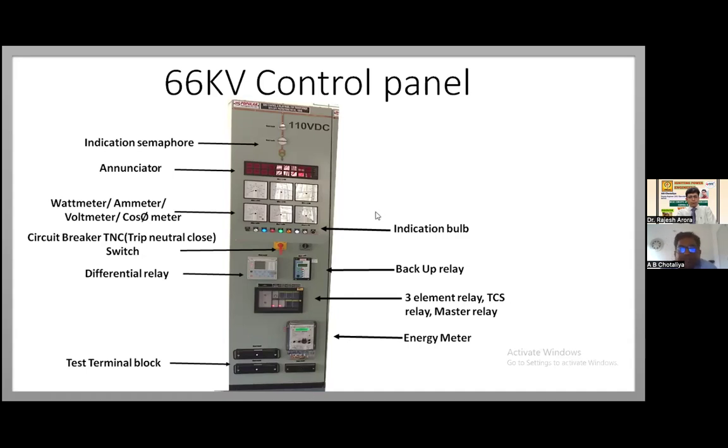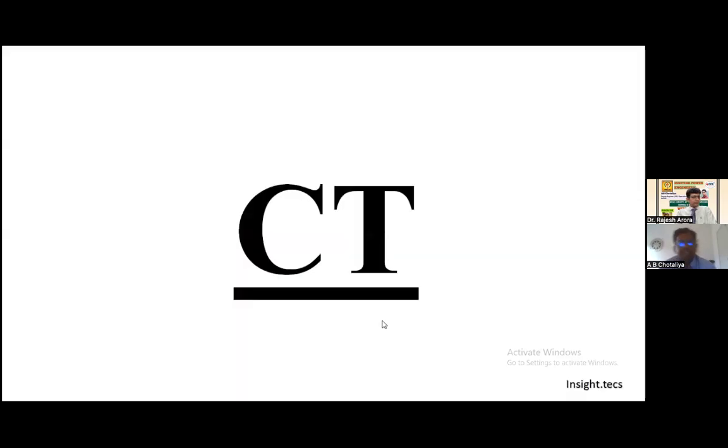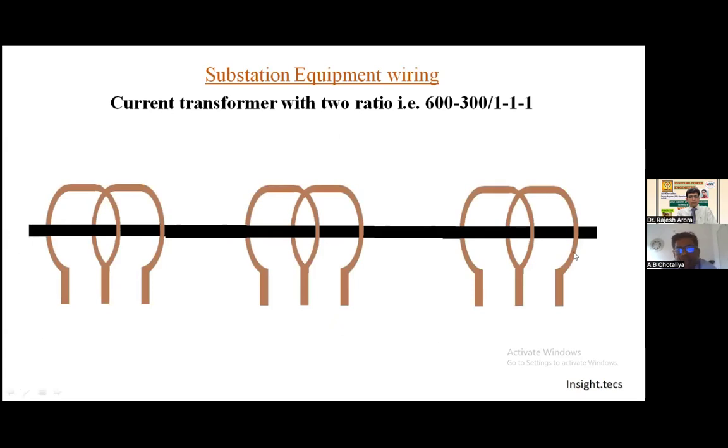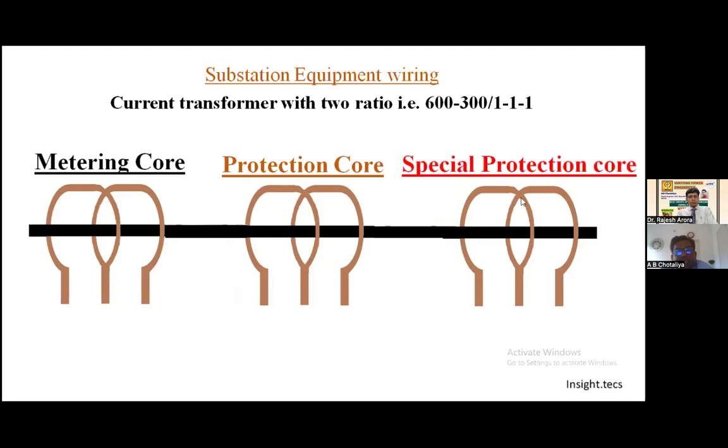Okay, then to measure the power transfer we require something called CT and PT. We will first see the CT. CT is the current transformer. They look like this. There is a black conductor, that is the primary of the current transformer, and these three are the secondaries of the current transformer. The current transformer has three secondaries, that is metering core, protection core and special protection core.